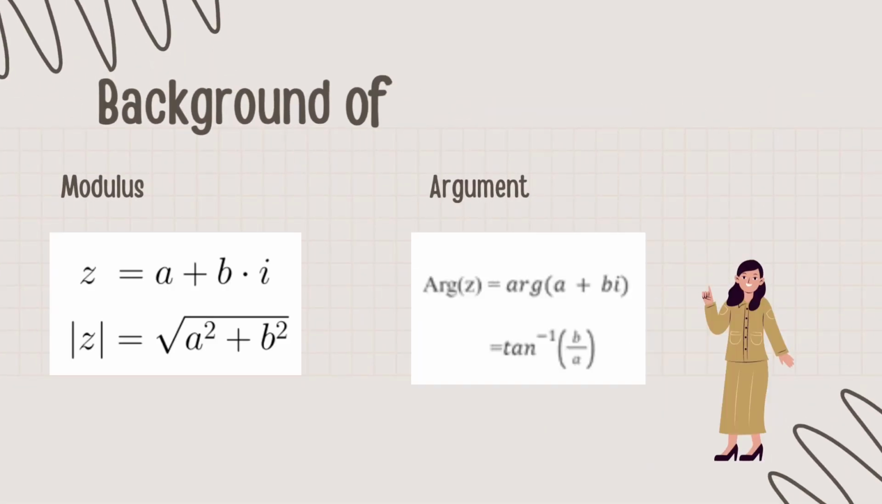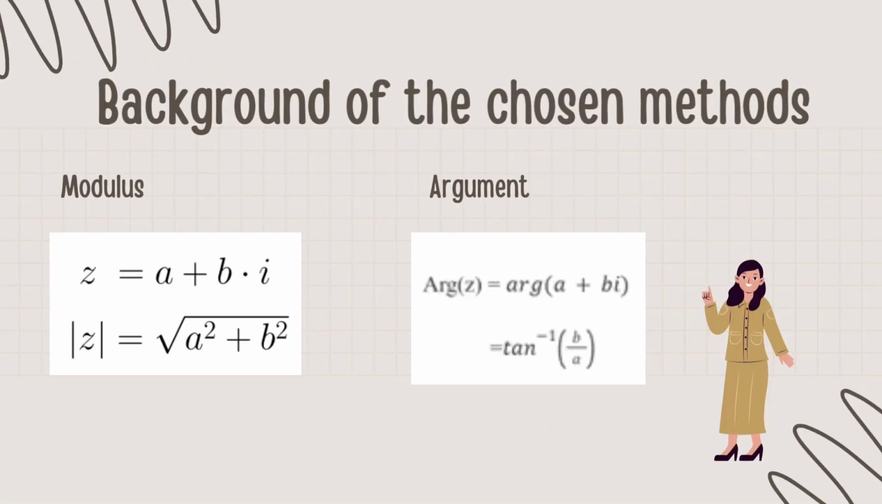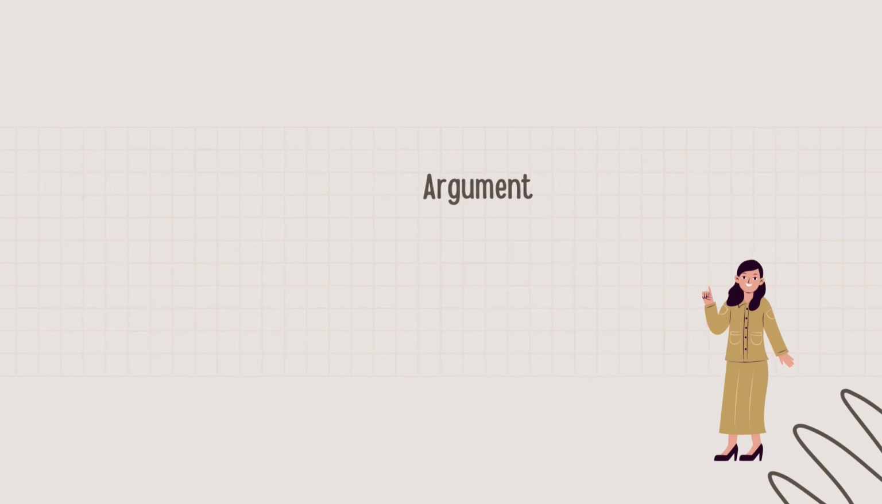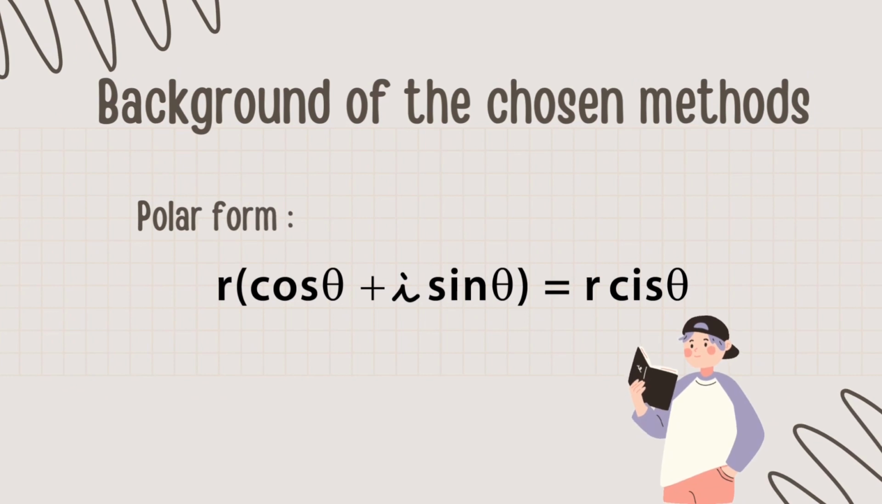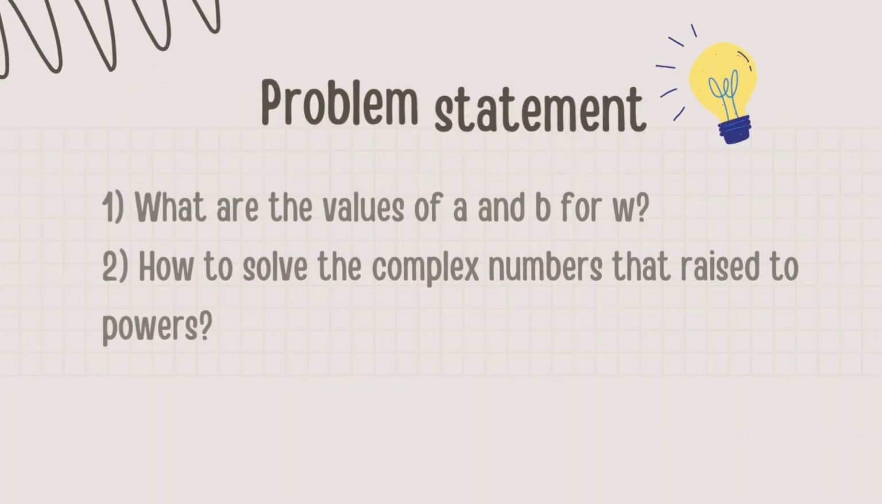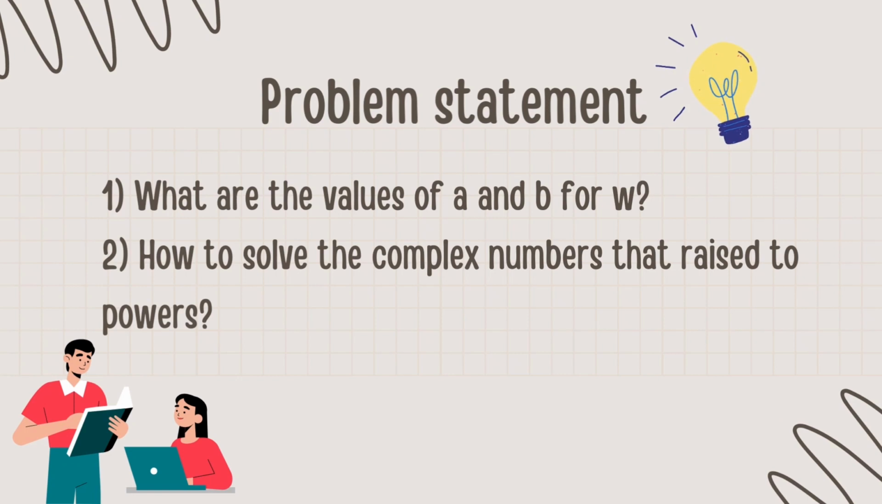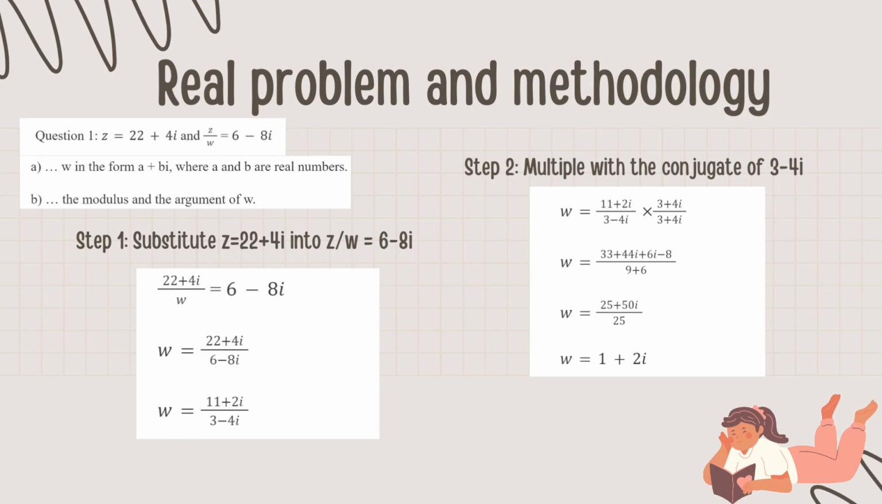To find the modulus and argument of the complex number, we can use the formula shown below. In addition to that, the complex number can also be written in polar form, which is r cos theta plus i sin theta. The problem statement of this research is: what are the values of a and b for w, and how to solve complex numbers that are raised to powers. Let's see question 1 together.